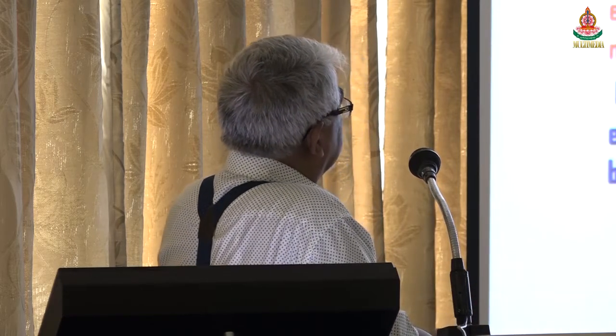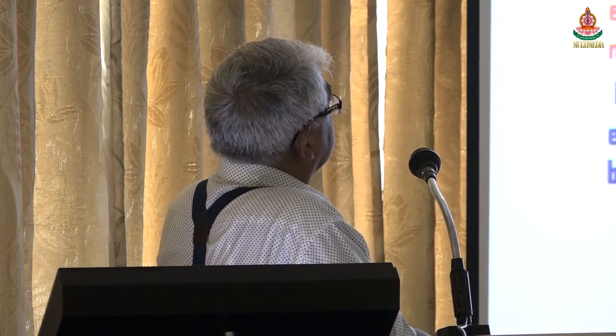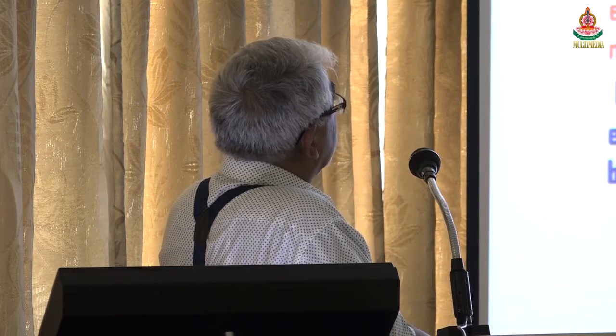And finally, I'm going to end within a few seconds. Modern neuroscientists have proposed a dynamic geometry of brain function. What is that?